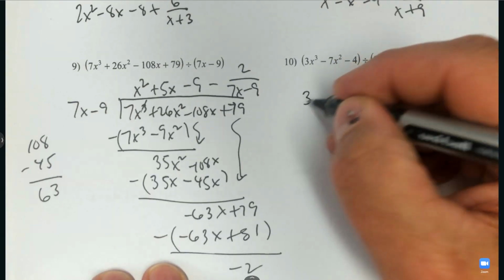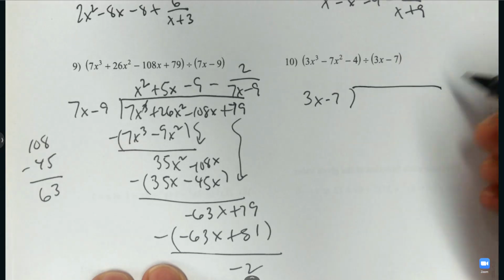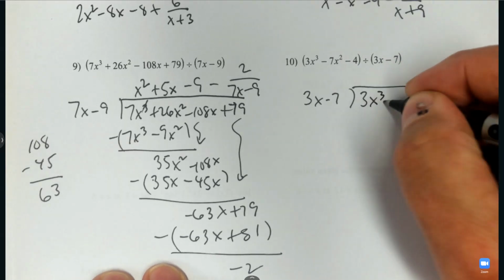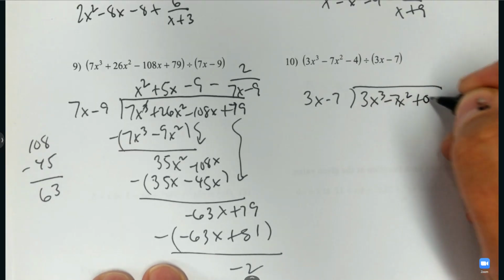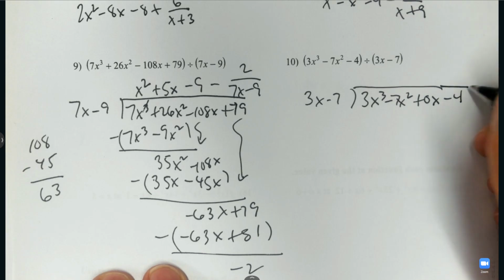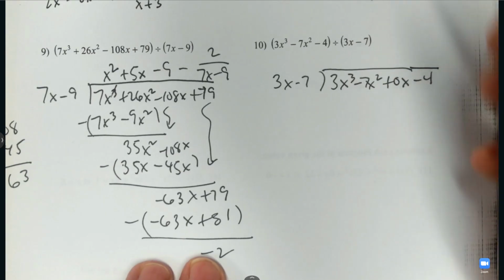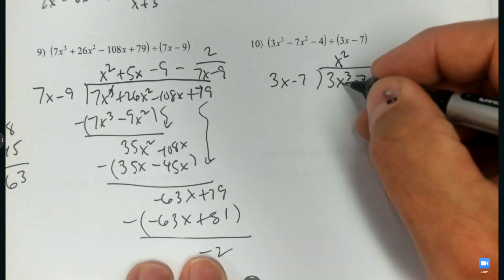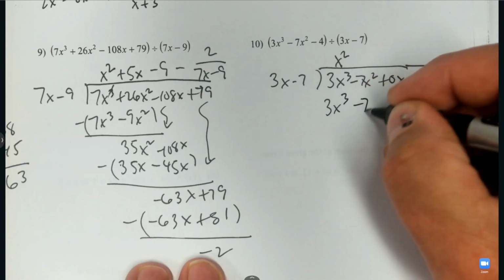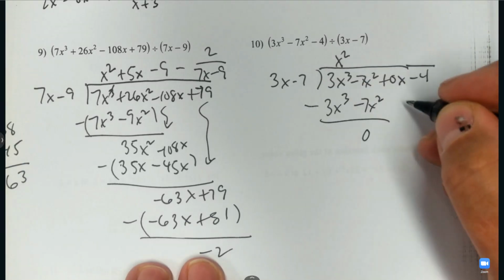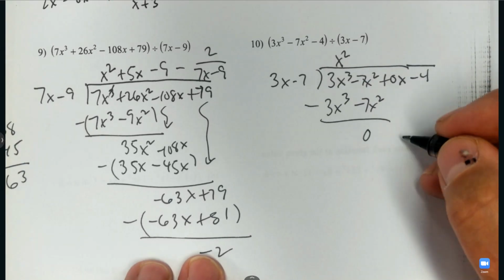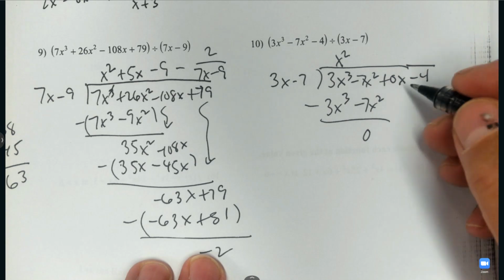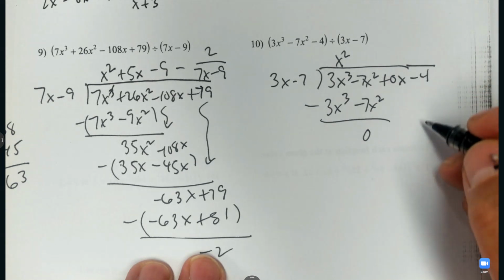Number 10, we have long division again. Be careful if you have a missing power, which we do. We have no x, so we make sure we put a 0 there for what's missing. Divide, I got 1x squared, and then distribute. This is no remainder, no x. So the only thing left is negative 4. So we have 0, 0, and then minus 4.